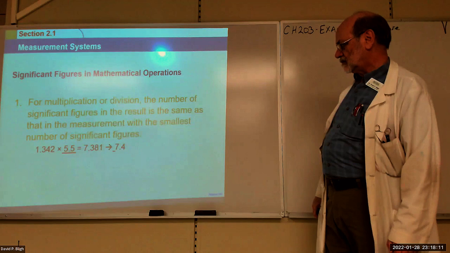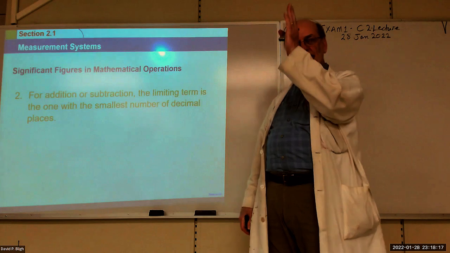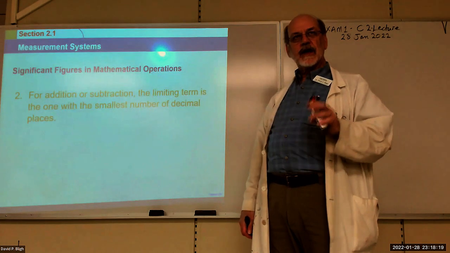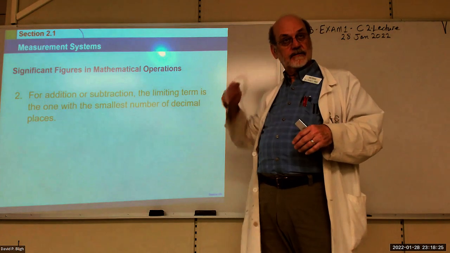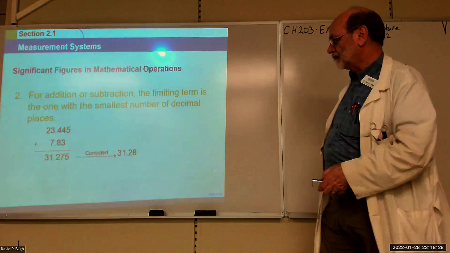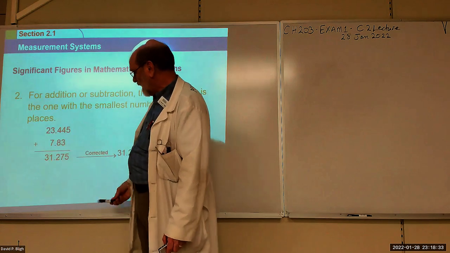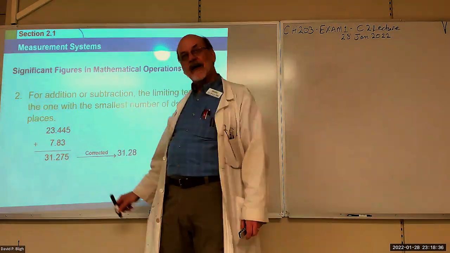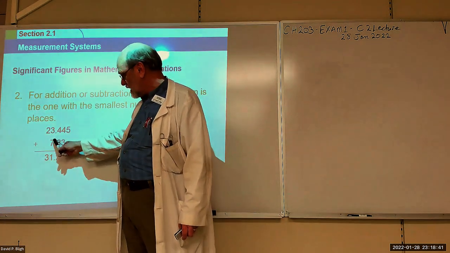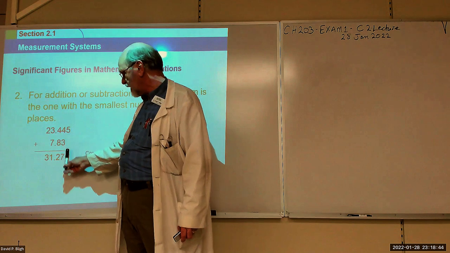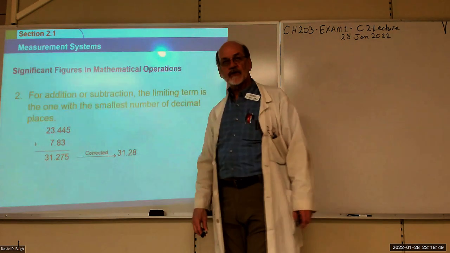Add, subtract requires that you line up the decimal points, whether they're explicit or understood. Line up the decimals and do the operation. And when you do that, like for this one, line up the decimals, add everything up, and then you're limited by the least number of decimal places in the operation. So this one is only good to the hundredths place. So you have to round that 5 makes this 8. 31.28 is your answer there.